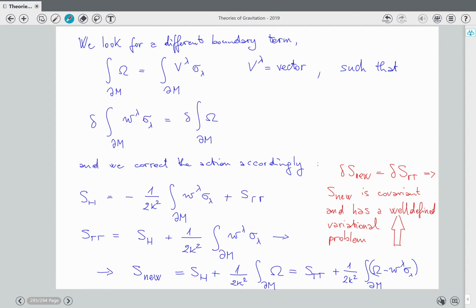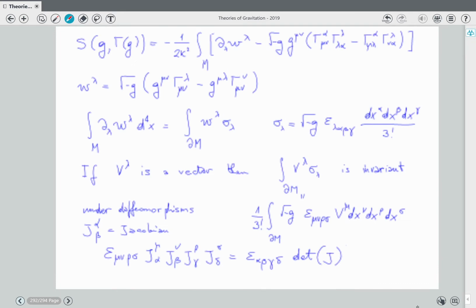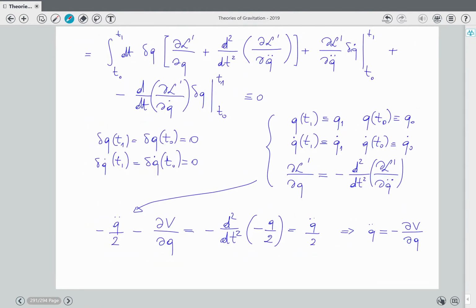And then we will see that the variation of omega cancels precisely the unwanted terms, which are more or less the analog of this thing, namely objects that in the boundary involve the derivative of the variation.